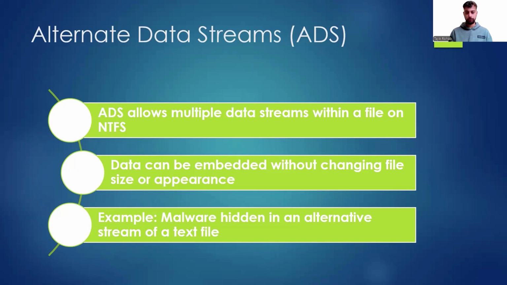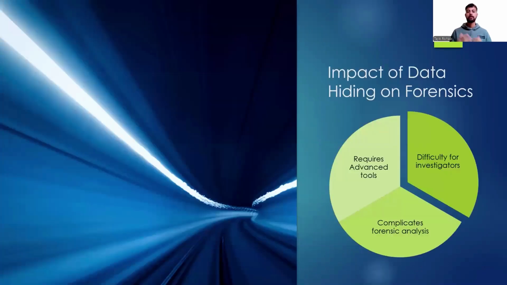An example is, as mentioned, malware hidden in an alternate stream of a text file. You could take any random file from the NTFS, the New Technology File System, make some changes to it, and it cannot be detected by normal tools. Now, what impact does it have on forensics? Normal tools cannot be used.